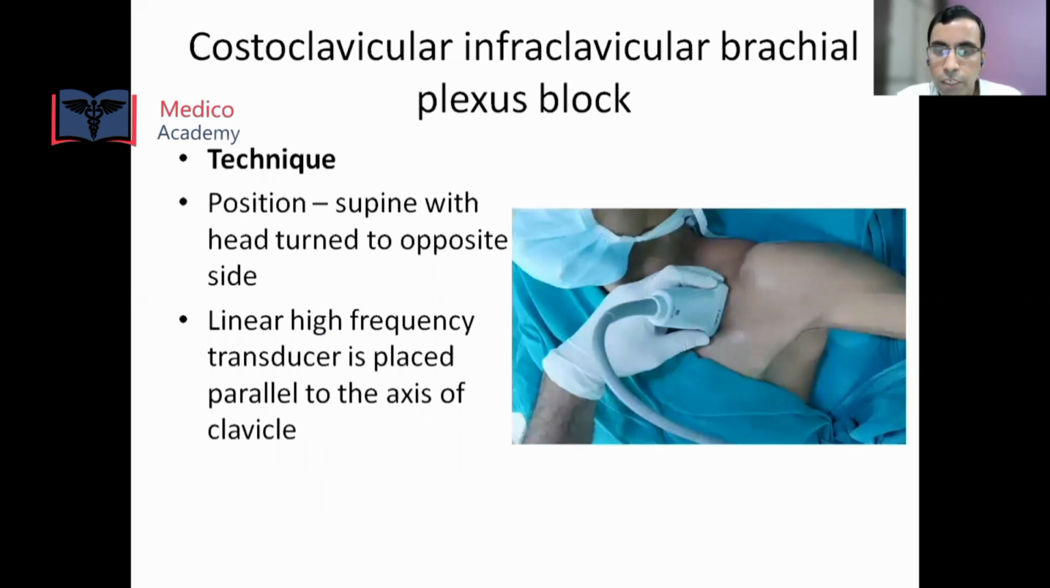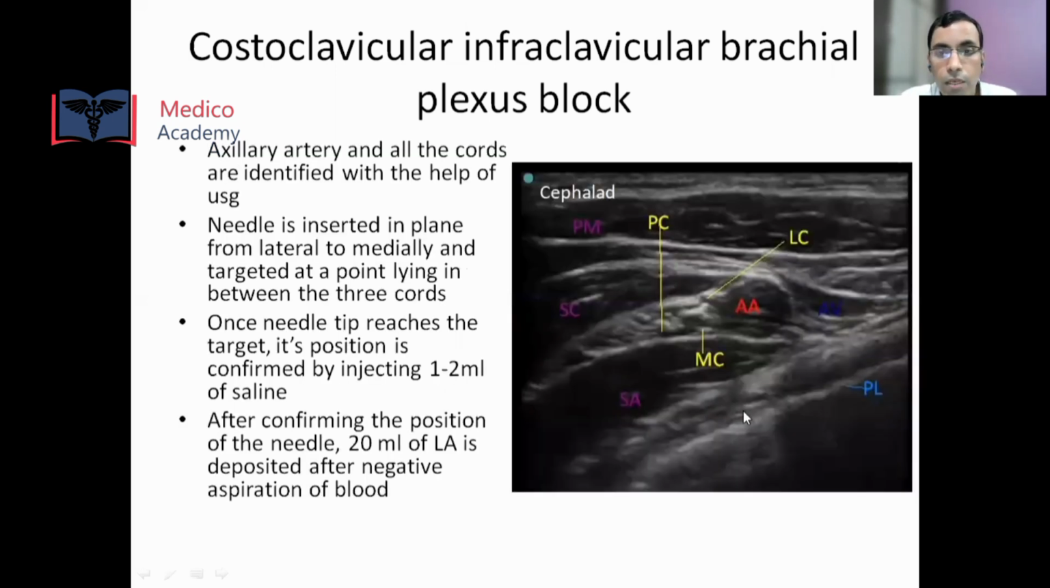For the costoclavicular technique, the patient is again placed supine with head turned towards the opposite side and the arm flexed at around 90 degrees. A linear high-frequency transducer is placed parallel to the axis of the clavicle. First of all, the axillary artery is identified and all the cords are identified with the help of ultrasound. The needle is inserted in plane from lateral to medial direction, targeting a point lying in between the three cords. Once the tip reaches the cords, its position is confirmed by injecting 1 to 2 ml of saline.